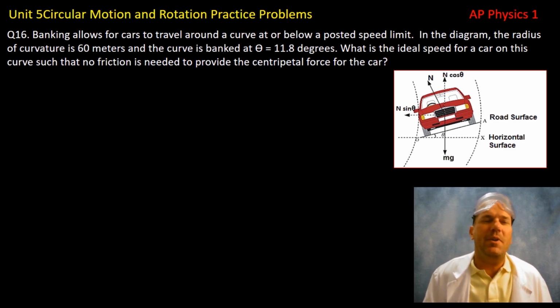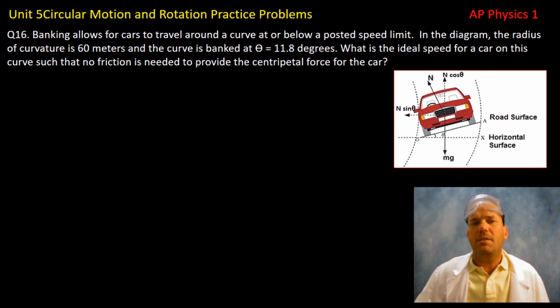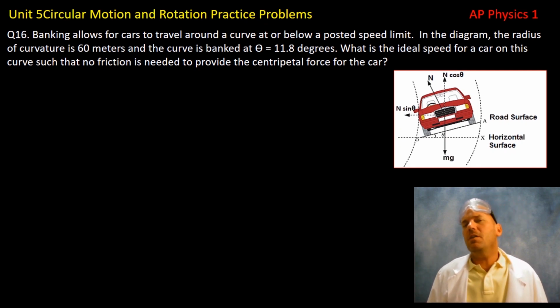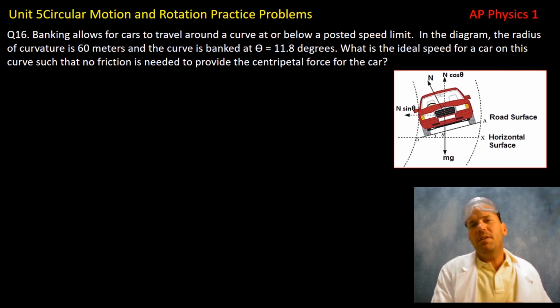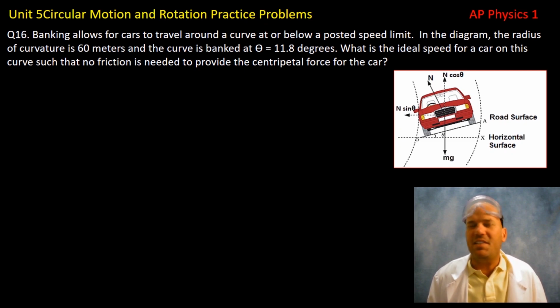Question 16, we have a banking problem here. In this problem, banking is what allows vehicles to travel around a curve at or below a posted speed limit. So in this diagram, we have a radius of curvature of 60 meters. The curve is banked at an angle theta, which is equal to 11.8 degrees.